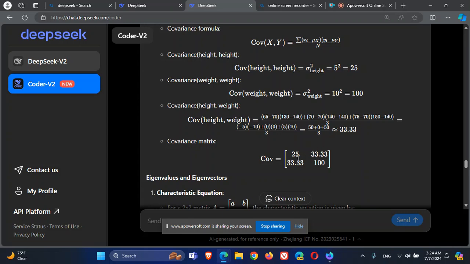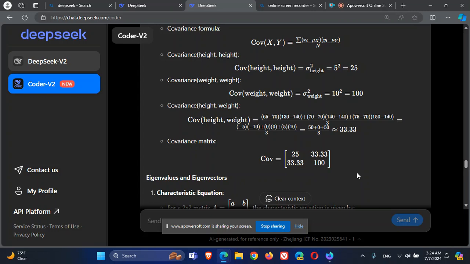So height and height is here, weight and weight is here, height and weight is here, and weight and height is here. So this is the covariance matrix. Now I want the eigenvector of this matrix which corresponds to the biggest eigenvalue. This will give me the direction with the most variance.